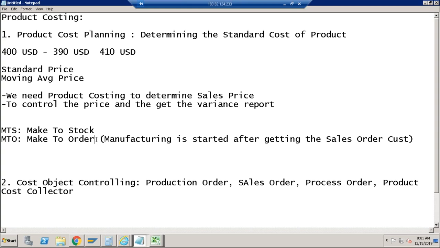Now, in both cases, whether you are making to stock or making to order, in order to manufacture anything in the SAP system, which module do we need to start the manufacturing process? In SAP, which module is responsible for the manufacturing of the products? PP, right? Production planning. So the production planning component or module allows you to perform the manufacturing activities.